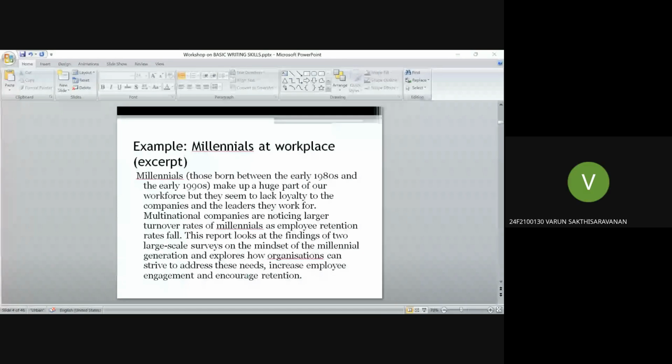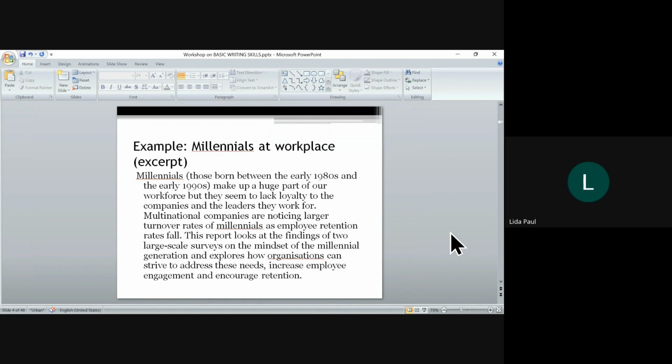The first sentence, ma'am. The first sentence, millennials, those born between the early 1980s and the early, they make up a huge part of our workforce, but they seem to lack loyalty. Why do you think this is the topic sentence? Is there a specific reason? Because the rest of the paragraph includes why it might be the case and what could be a suitable solution to it.